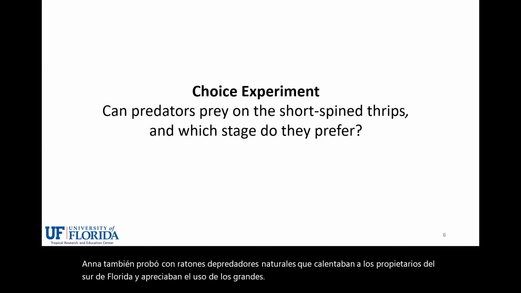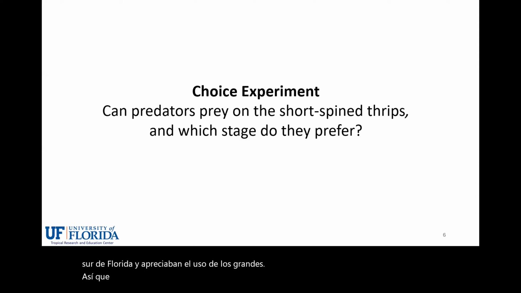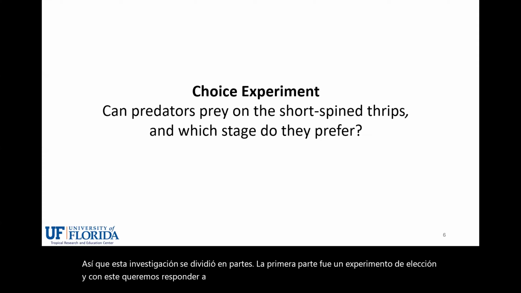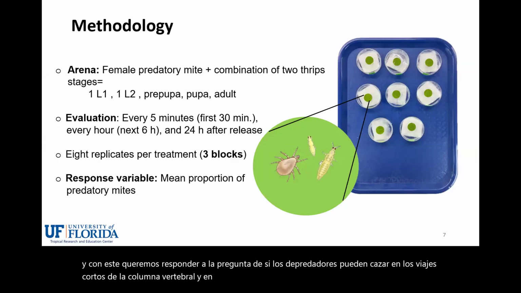So this research was divided into parts. The first part was a choice experiment. With this one, we want to answer the question of whether predators can prey on the short spine thrips and which stage they prefer. So this was a choice experiment. To explain a little what I did, this is the methodology.